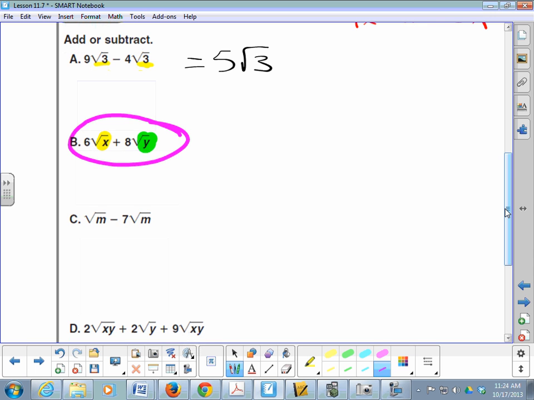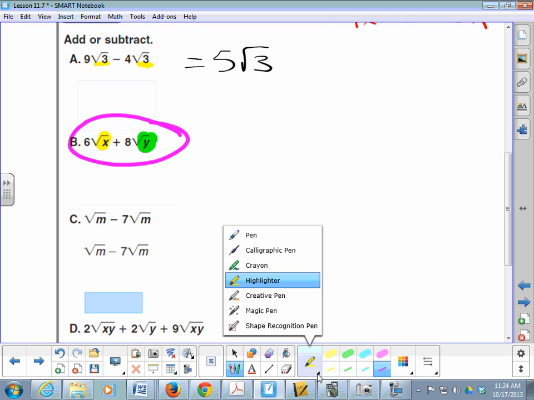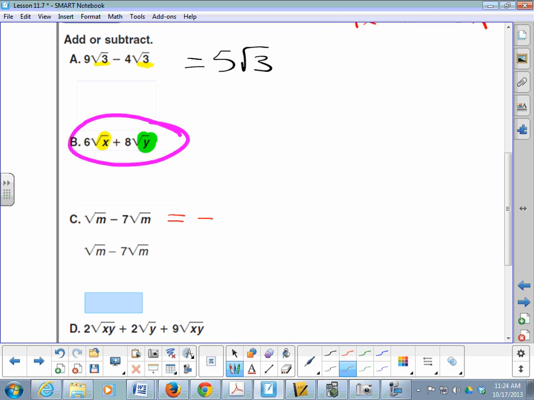All right, letter C, coming back to you, Mr. Schultz. Redemption. What's the square root of m minus 7 square roots of m? All right, everybody give him a hand. He got it right. Equals negative 6 square roots of m. Very good.